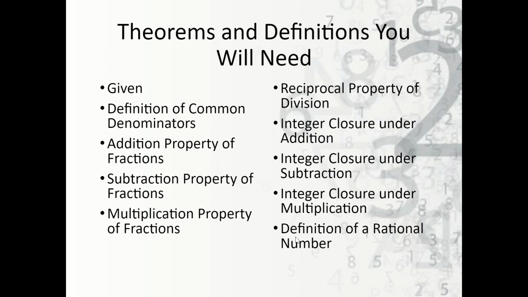Here are some theorems and definitions that you'll need to use for your assignment. Given, definition of common denominators, the addition property of fractions, subtraction property of fractions, multiplication property of fractions, the reciprocal property of division, integer closure under addition, integer closure under subtraction, integer closure under multiplication, and definition of a rational number. So everything that you need for your proofs is on this slide.